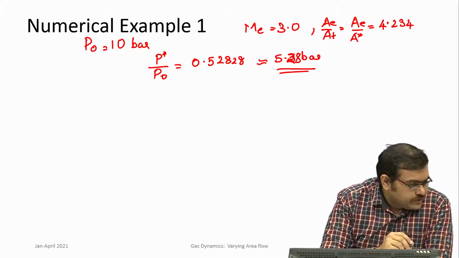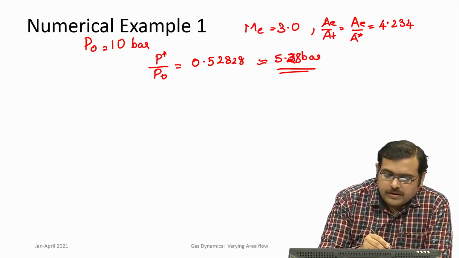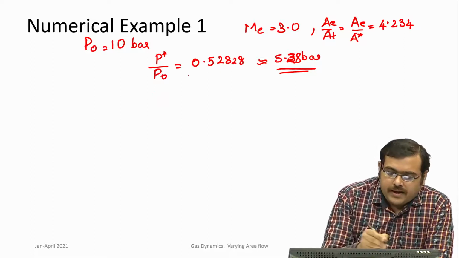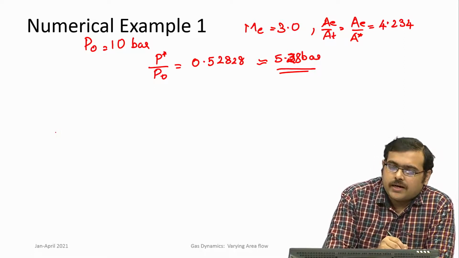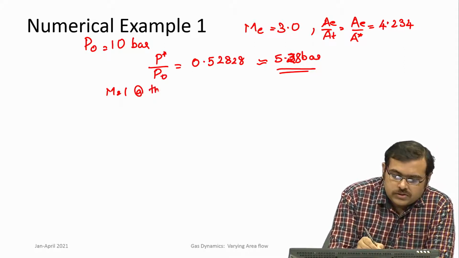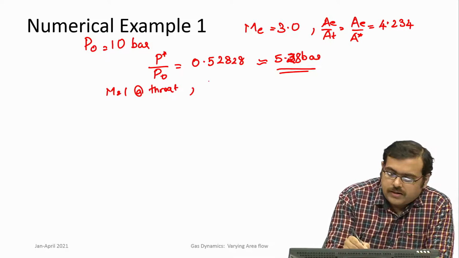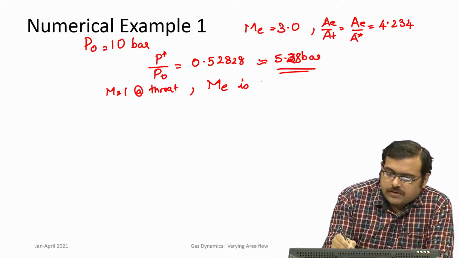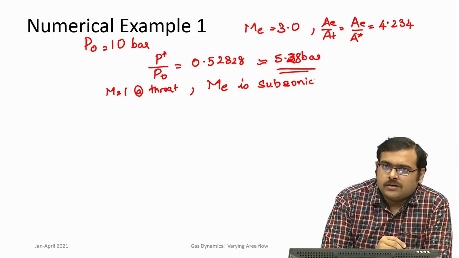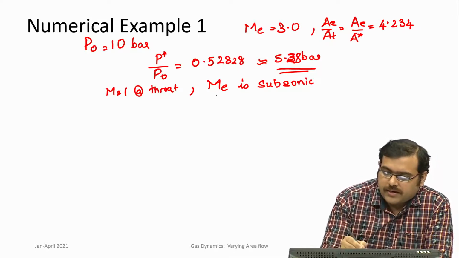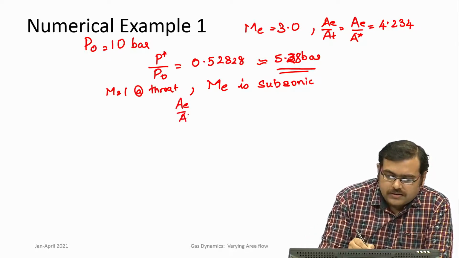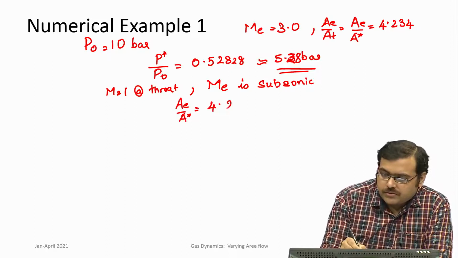So this is 5.28 bar, but this is at the throat. What will it be at the exit? At the exit it will be subsonic, but Mach number equal to 1 at the throat, and ME is subsonic. If you look at this, you know AE by A star, because this is already fixed by the design of the nozzle, that is 4.234.